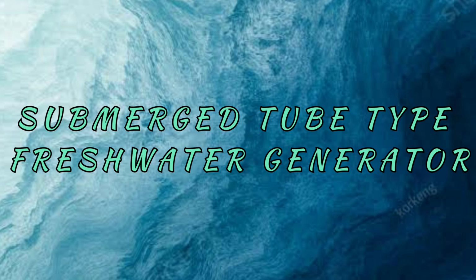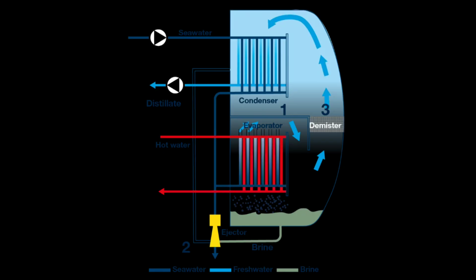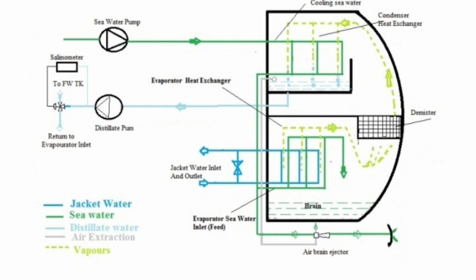Submerged tube type freshwater generator. The shell and tube type freshwater generator consist of heat exchanger, separator shell and condenser. In addition to this, water ejector, ejector pump, distillate pump, salinity indicator, demister or mesh separator, solenoid valve and water flow meter are also fitted as accessories.